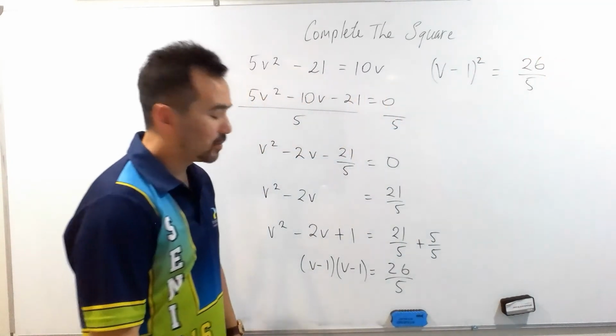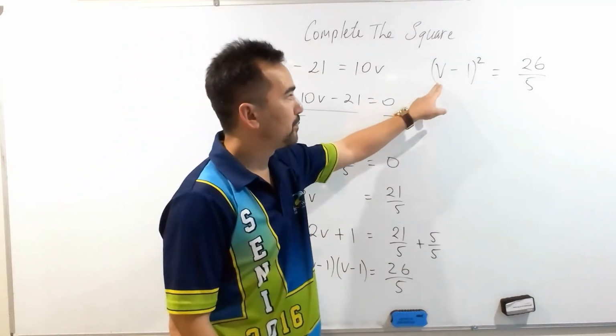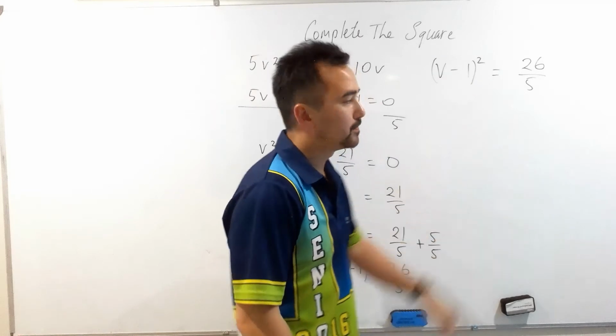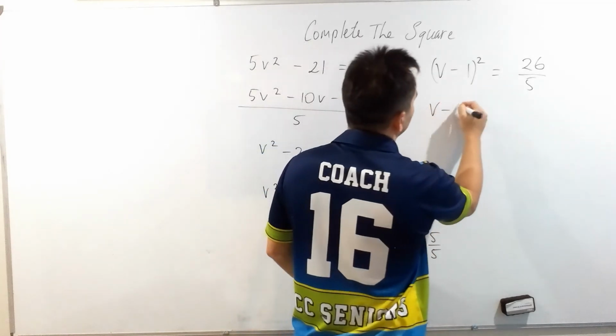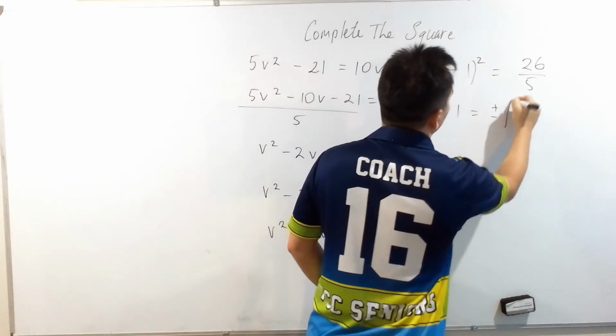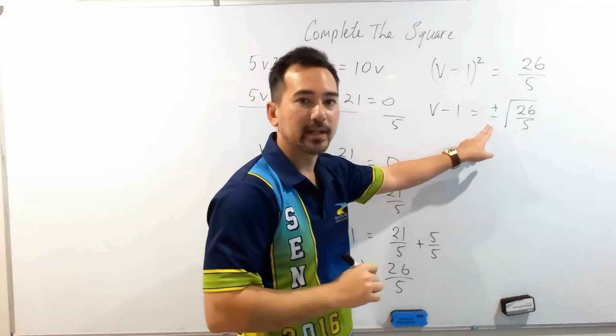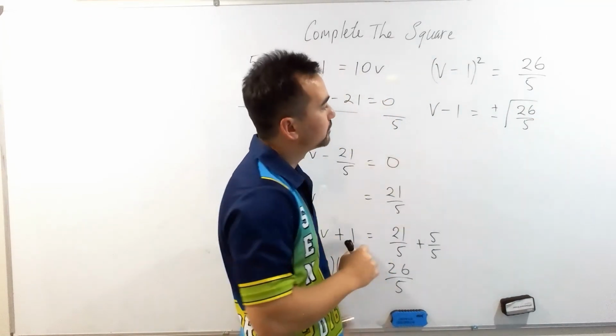Okay. Now remember, we're still trying to solve for v, so what I need to do now is square root both sides, and we get v take away 1 is equal to the square root of 26 on 5, and remember there's always 2 answers whenever we square root.